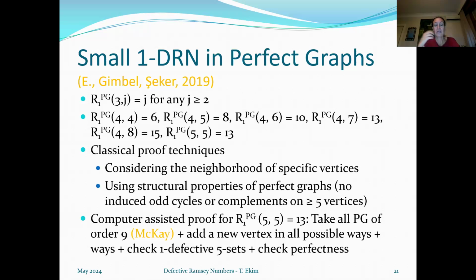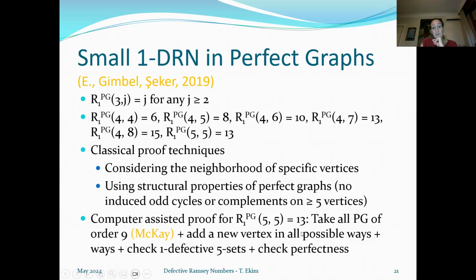And then we added a new vertex in all possible ways. Then check if it contains one defective 5 set, one sparse or one dense. And again, check for perfect. So this is computationally very, very heavy. And if it doesn't work, then we add one new vertex, etc.